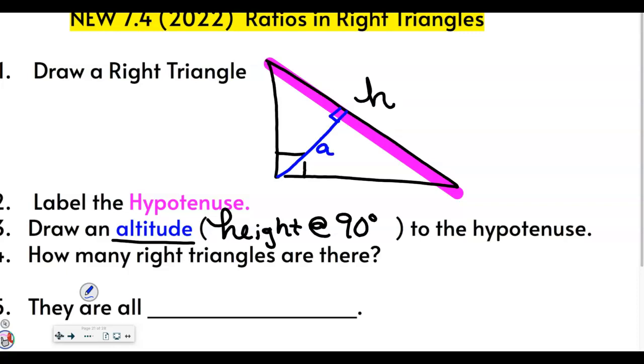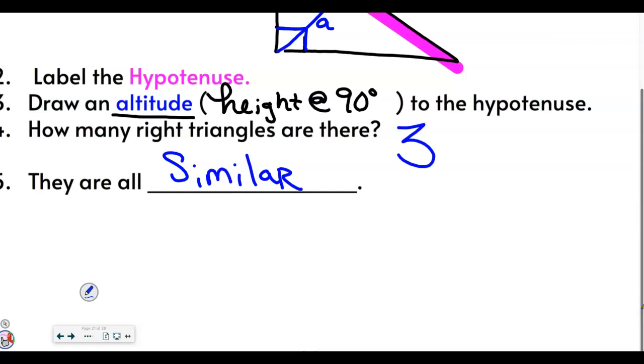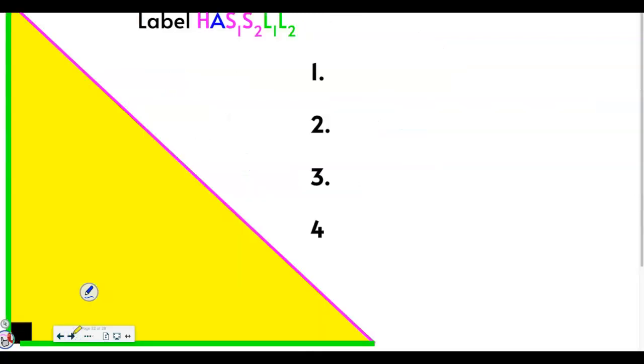All right. It says how many right triangles are there now? And you'll see you had the original one, but when you drew the altitude, it cut it into 2 more right triangles. So you actually have 3 right triangles in there. So go ahead and put 3. And they're all similar, which means their sides are in proportion. But I think the easiest thing for you guys to do, instead of trying to pull all 3 out and match their sides, is going to be to use an acronym that I call HASL, H-A-S-1, S-2, L-1, L-2. I'm going to show you how you do that.